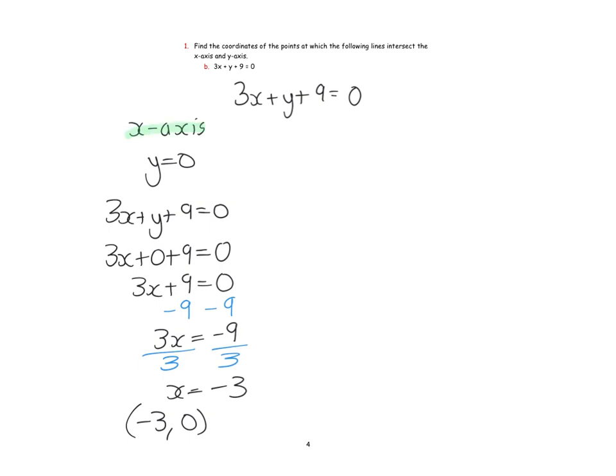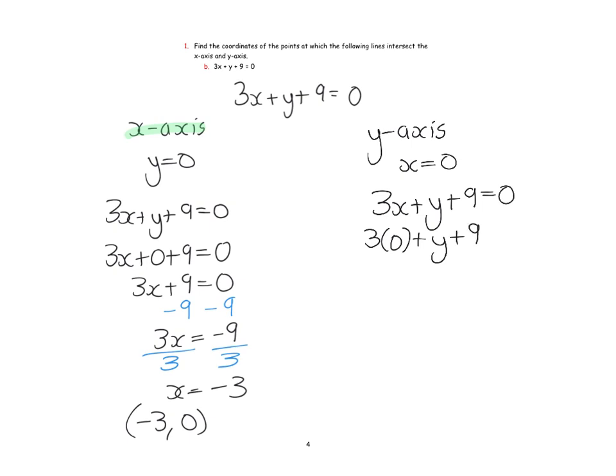The next thing we need to do is figure out where it intersects the y-axis. So it intersects the y-axis when x is equal to 0. So again, we write out the equation of the line 3x plus y plus 9 is equal to 0. In this case, x is 0, so it's 3 times 0 plus y plus 9 is equal to 0. Here, 3 times 0 is 0, so we're just left with y plus 9 is equal to 0. We can take 9 from both sides, and we'll be left with y is equal to minus 9. So the point we have then is 0, minus 9.